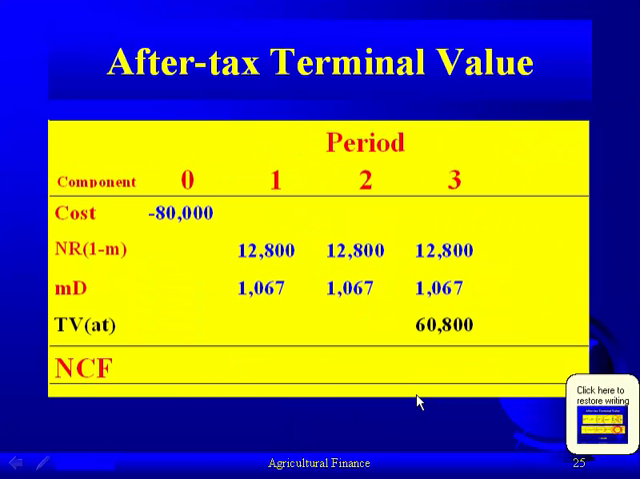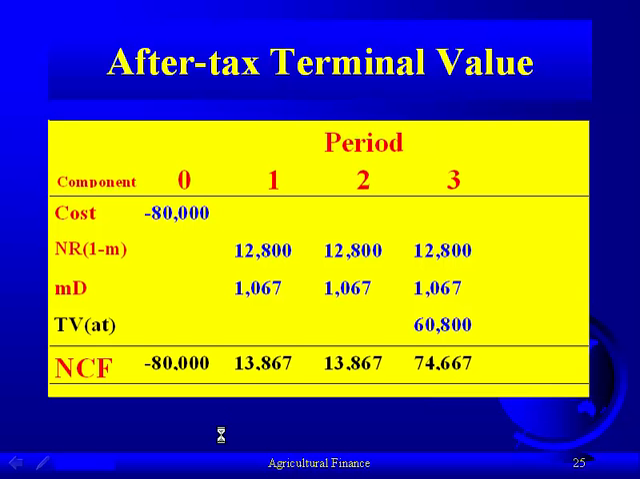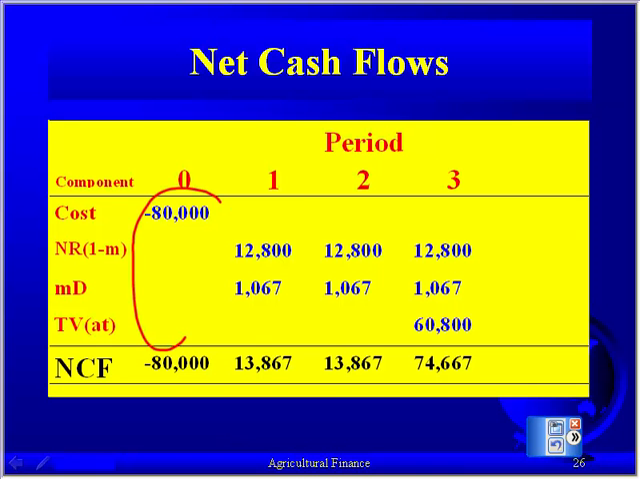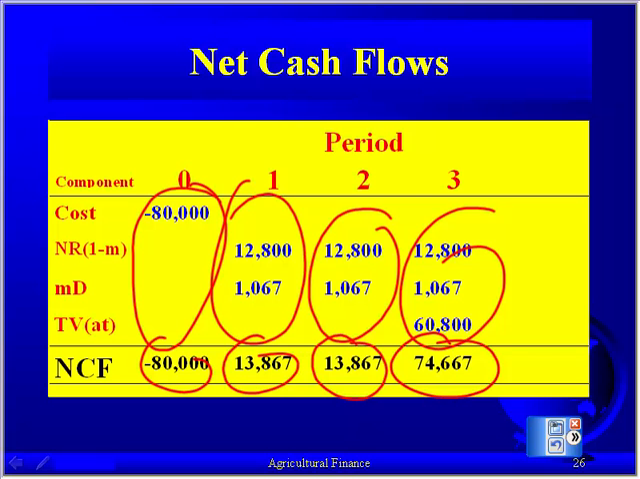Okay, so now we have our after-tax terminal value that we place at the end of the third year. That's the maturity of this investment, the last year. And then the next step is to calculate the net cash flows. You can see that all we're doing is summing up these columns to get our net cash flow. So we can see that we pay out $80,000, and after taxes we earn $13,867 per year from the net revenues and after the tax adjustments. And then the last year we get the $13,867 plus the after-tax terminal value. We've basically finished that step of laying out the cash flows.